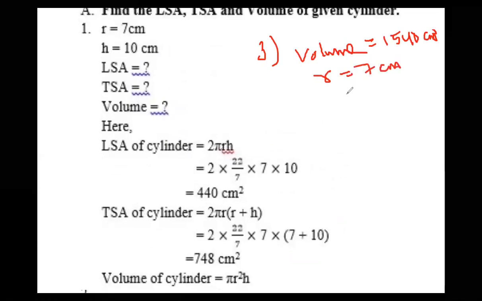Now, suppose radius is given 7 centimeter. Find the value of h. Your h should be 10 centimeter. Use the formula of volume and get the answer. Volume of cylinder equals pi r square h. The answer must be 10 centimeter.